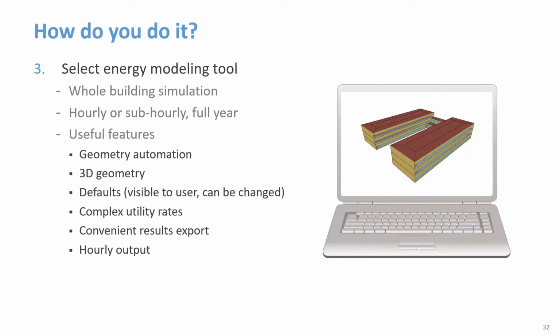So the appropriate type of simulation software for simple box modeling is most often a whole building simulation tool, and that will run a full year of hourly or sub-hourly calculations of the thermal loads and then the HVAC system energy consumption. Some of the useful features to look for are automation features that speed up creating simple models, 3D geometry viewing, which helps you ensure your model represents your intent, and availability of defaults. They're especially useful during early design, as long as it's possible to see what inputs are being used.